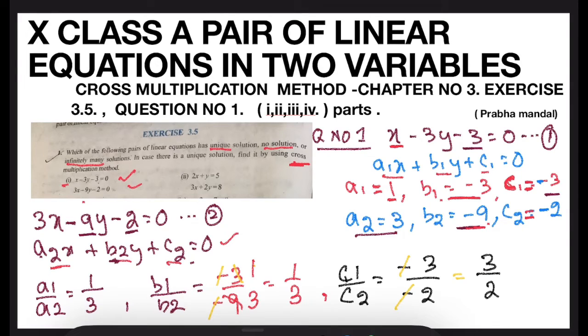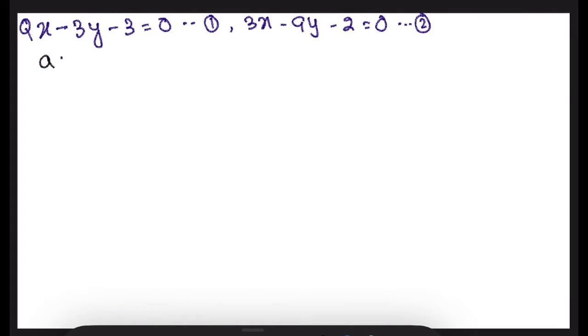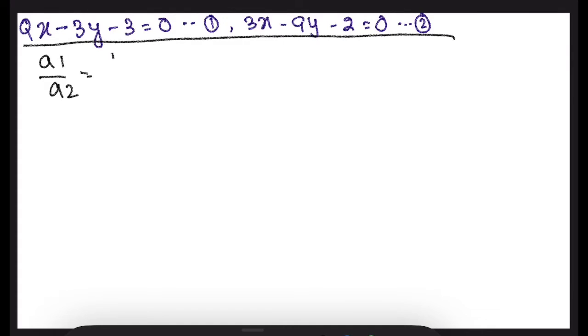Okay, now let's write A1 upon A2. A1 upon A2, this is the same question. A1 upon A2 is 1 upon 3. Then what is our B1 upon B2? B1 upon B2 has come 1 upon 3 only.